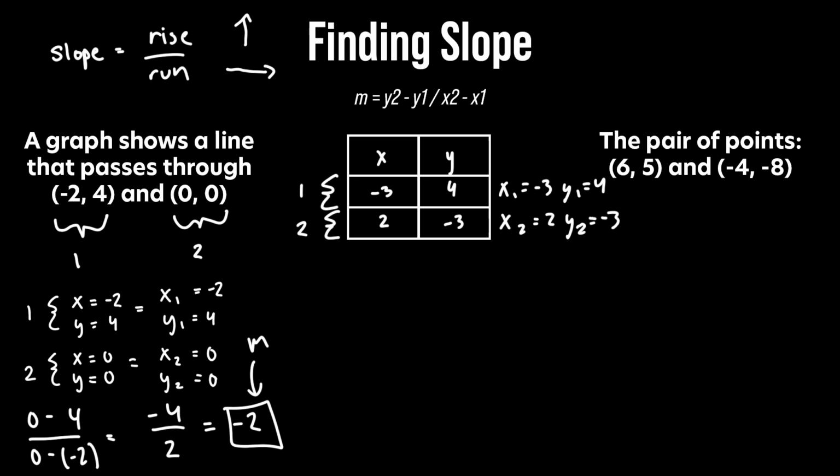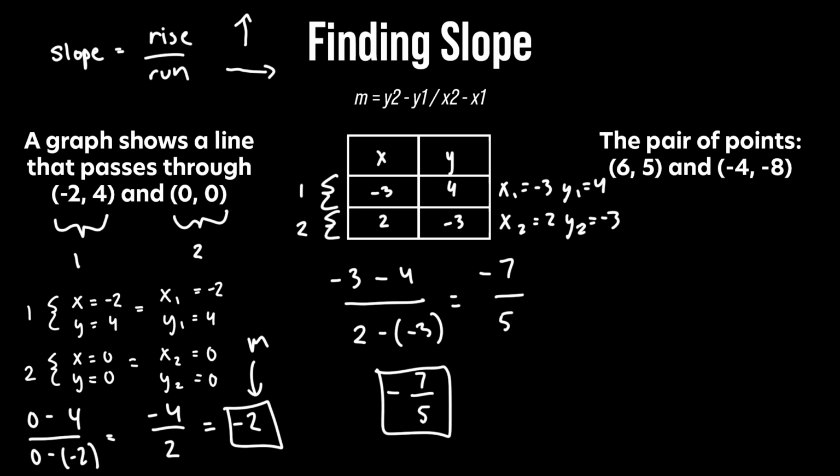Now let's solve our equation again. We have -3 minus 4 over 2 minus -3. This simplifies to -7 over 5. And so our slope is going to be -7 over 5.